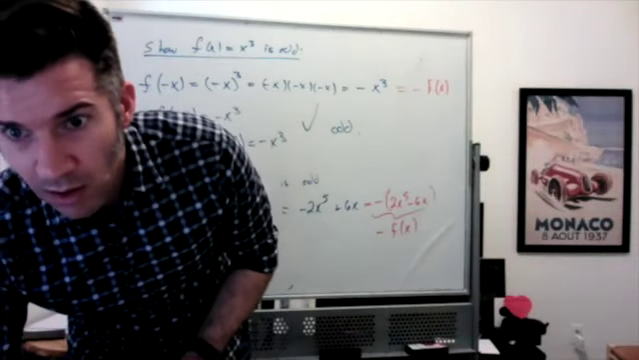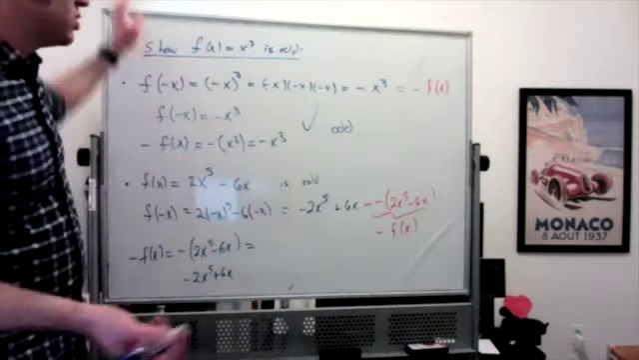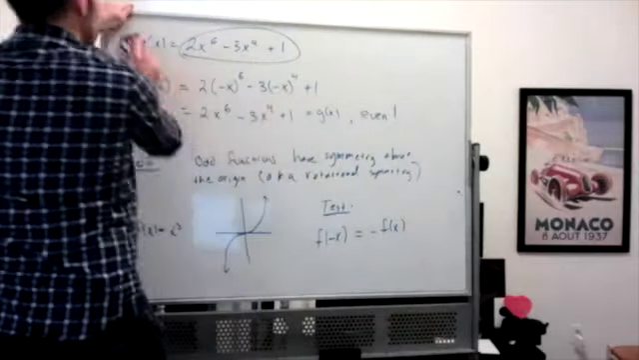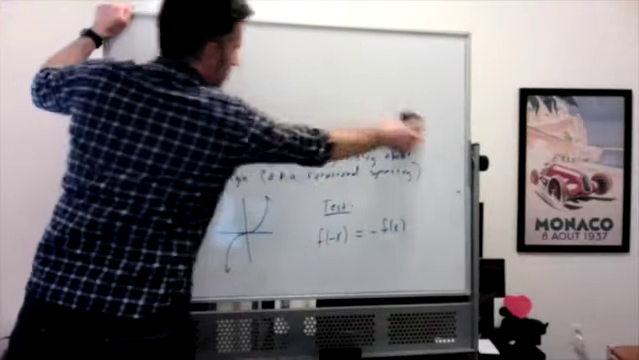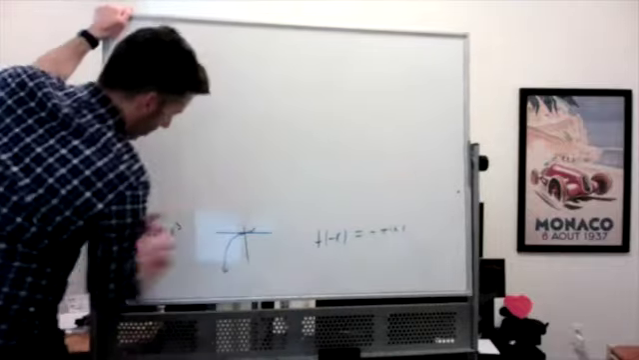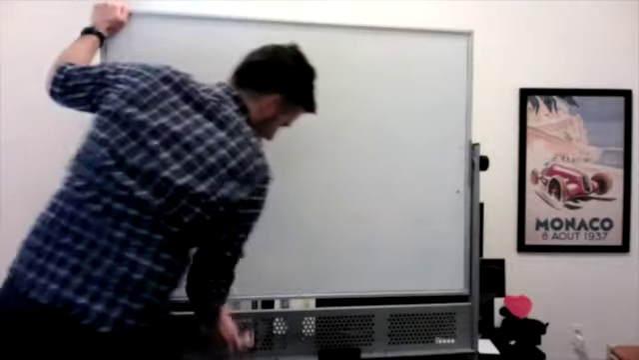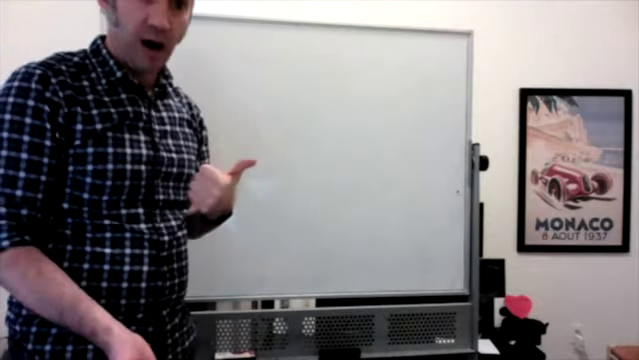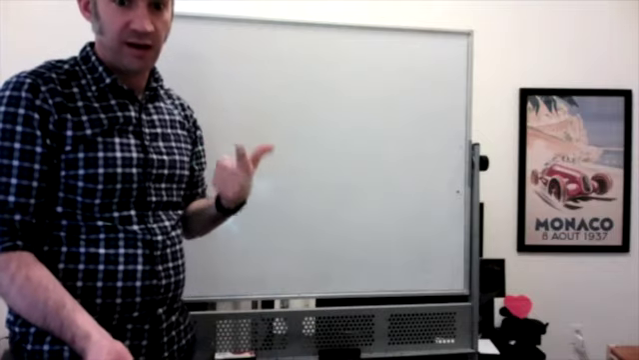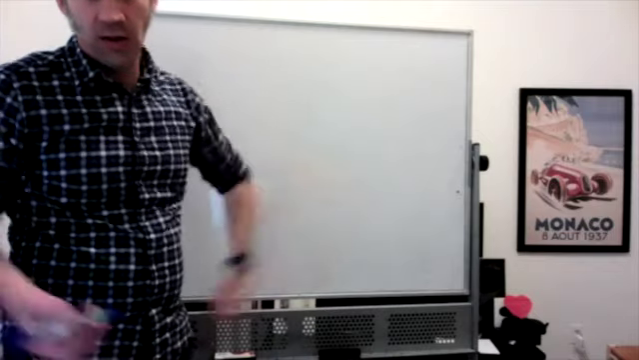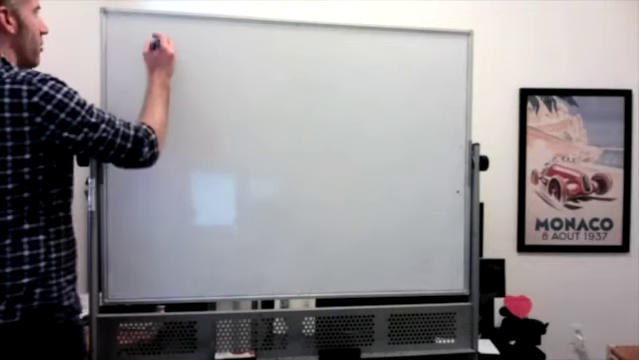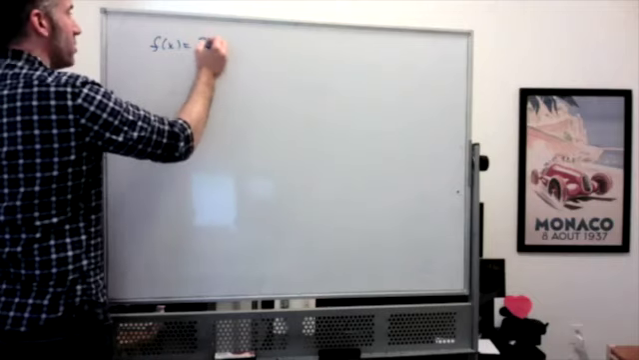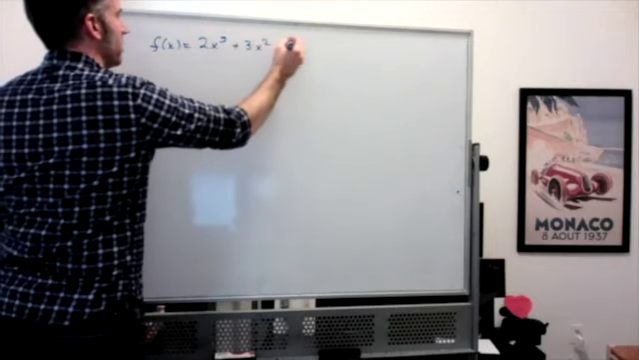So the way this usually ends up playing out is, usually the way we ask the question is, tell me if this function is even or odd or neither. So it has to be one of the three. It's either even, meaning f of negative x is equal to f of x, or it's not. If it's not, then it might be odd, meaning f of negative x is equal to negative f of x. But if it's not either one of those, then it's neither. So let's look at an example. Let's look at f of x equal to 2x to the fifth plus 3x squared plus 1.